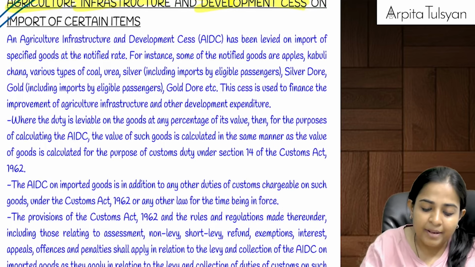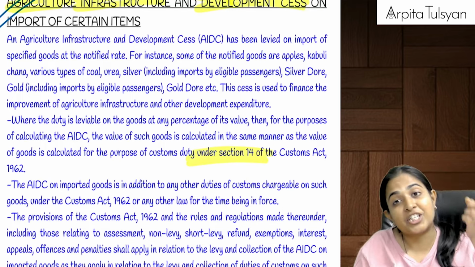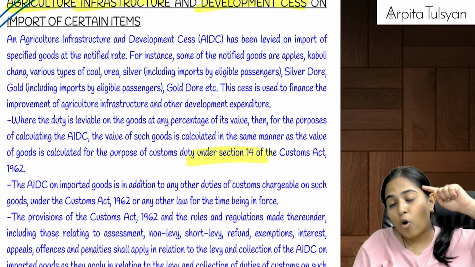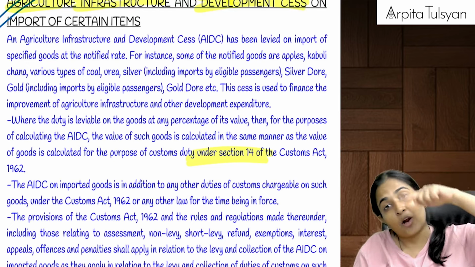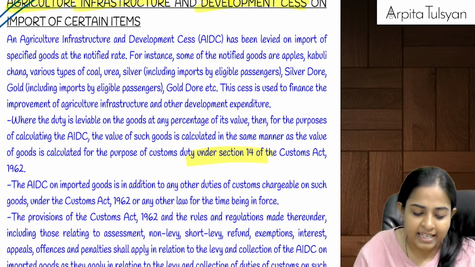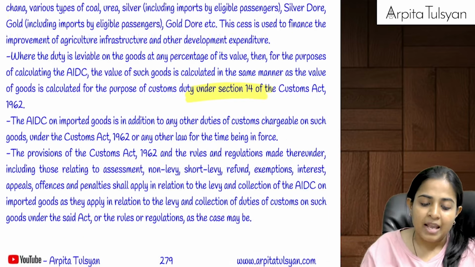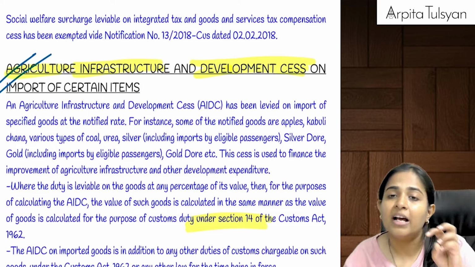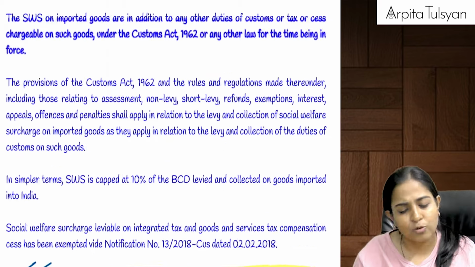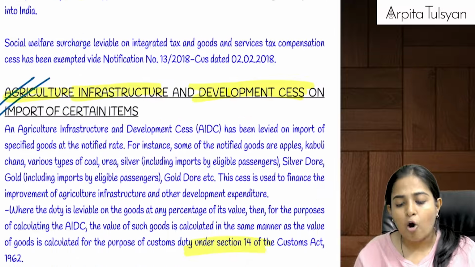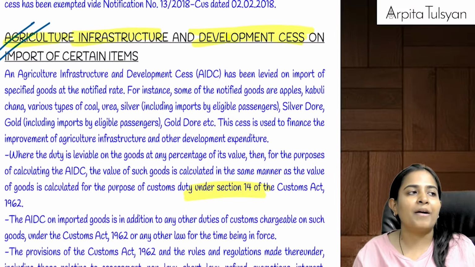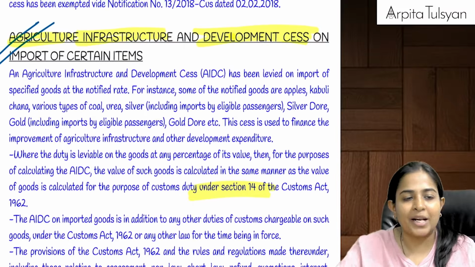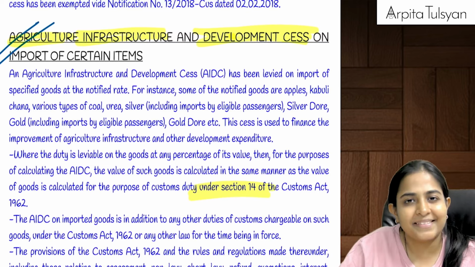This will be calculated on the value of section number 14, the value on which BCD, basic custom duty, is applicable. On that value itself, this AIDC will become applicable. Are you clear with this? This is not applicable for all, this is applicable only on the notified products at the notified rate, but social welfare surcharge will be applicable in all the cases. I hope I'm very, very clear till here. Yes, and you were able to understand it properly. Yes.